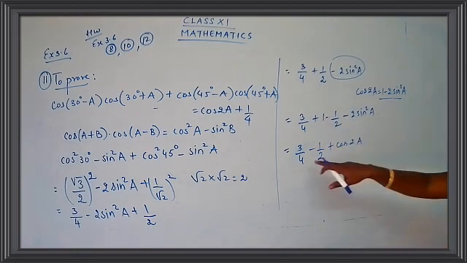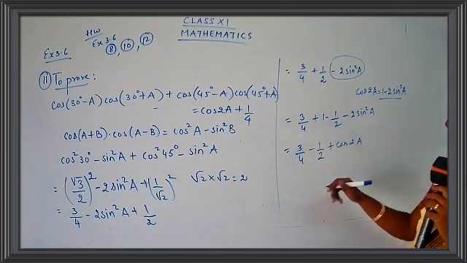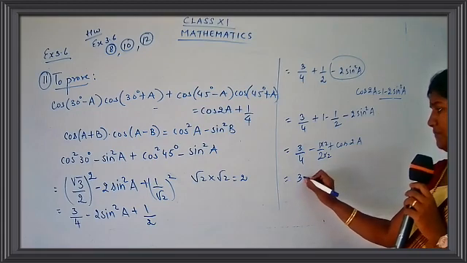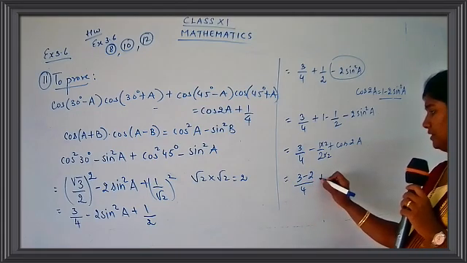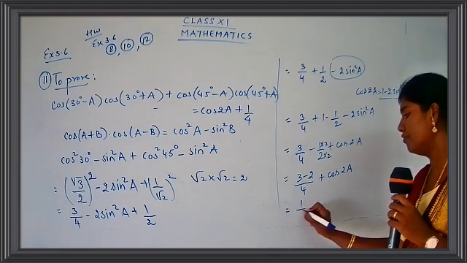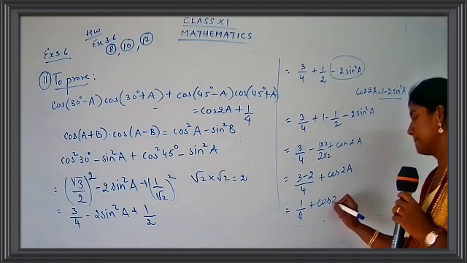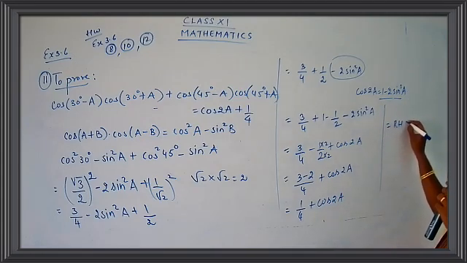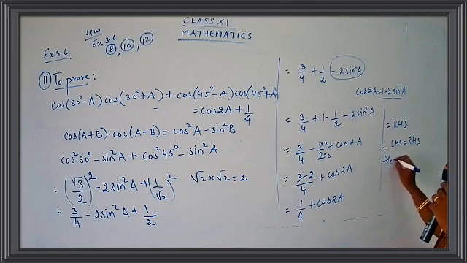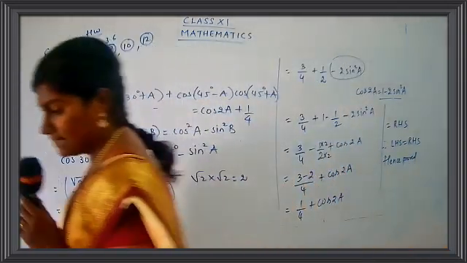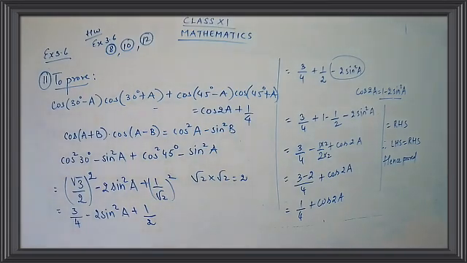That's all. Now we'll take the LCM over here and let's try to find out whether we get the answer 1 by 4. So multiply by 2, multiply by 2. So 3 minus 2 by 4 plus cos 2a. So it's 1 by 4 plus cos 2a. Just say this is equal to RHS. Therefore, LHS is equal to RHS. Hence, proof.